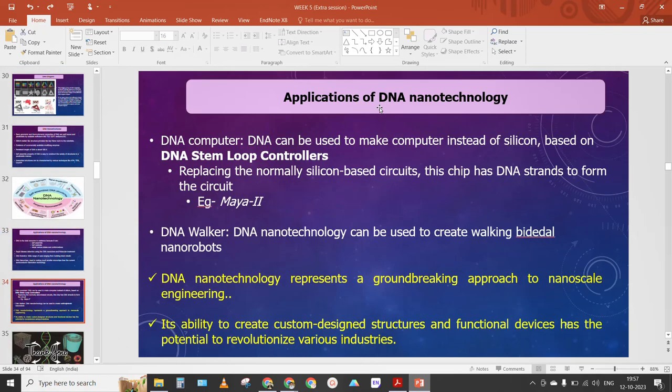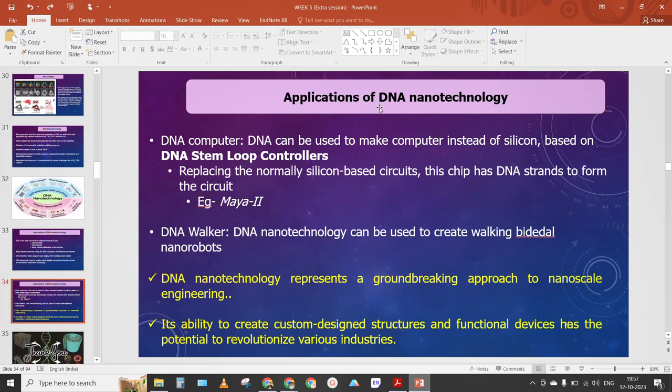So then, DNA computers. DNA can be used to make computers instead of silicon, based on DNA stem loop controllers. As you have heard, computer chips are made of silicon, which is a good conductor. But nowadays scientists have used DNA as the conducting material in computers.